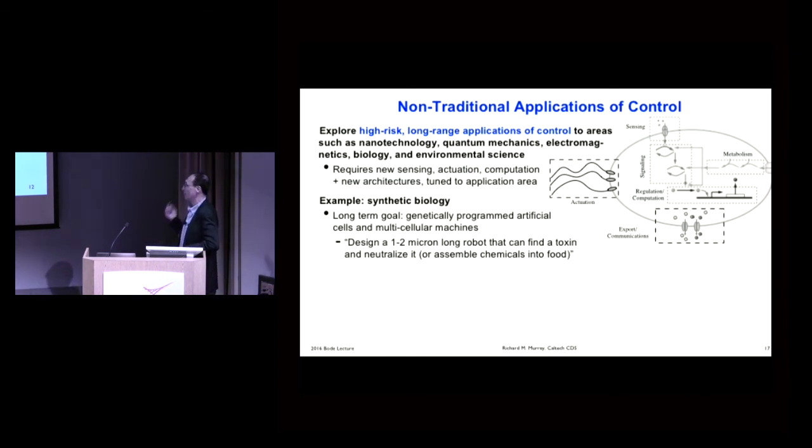That can find a toxin and neutralize it, or assemble chemicals into food, right? The one I often talk about is, geez, what if you could make a machine that would suck up chemicals from the ground and then turn it into this round orange thing that you could peel and eat, right? I think that's possible. It must be possible to do, right? So, okay, can I design it? Not yet. All right, so I'm not sure we'll get to orange trees in that time.